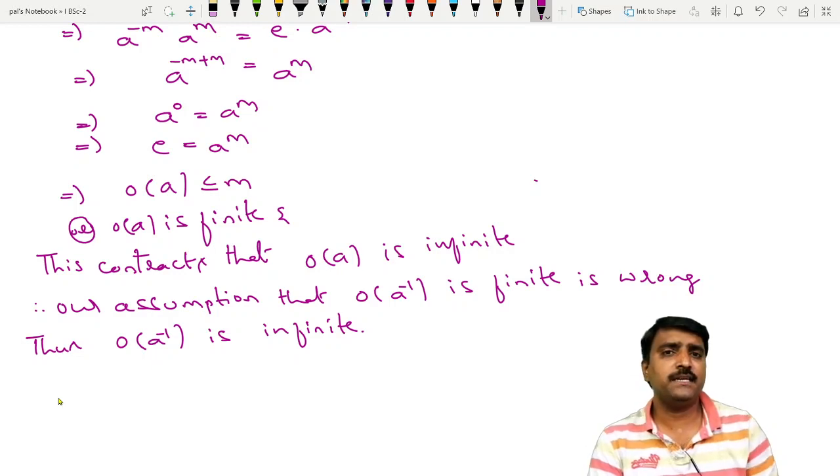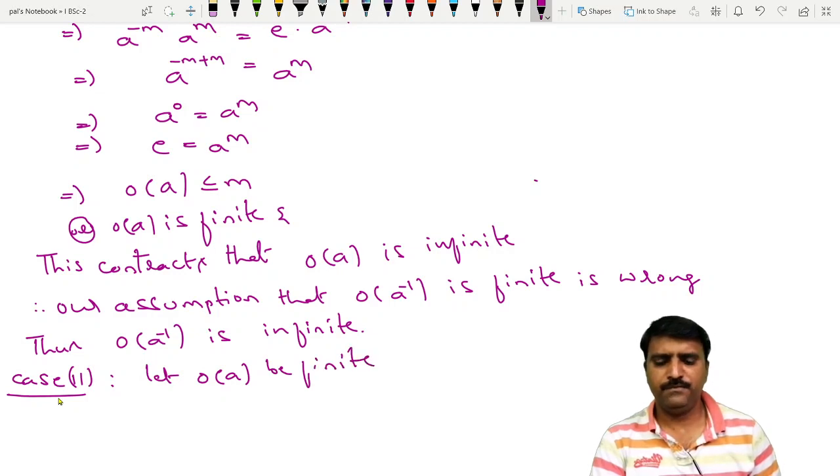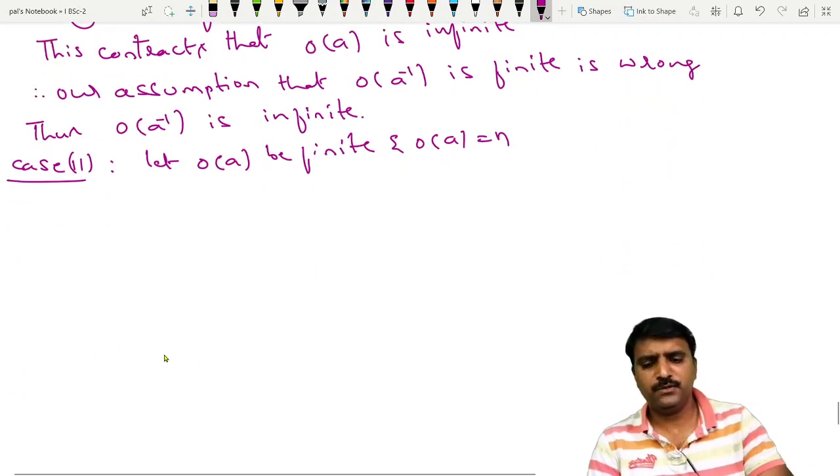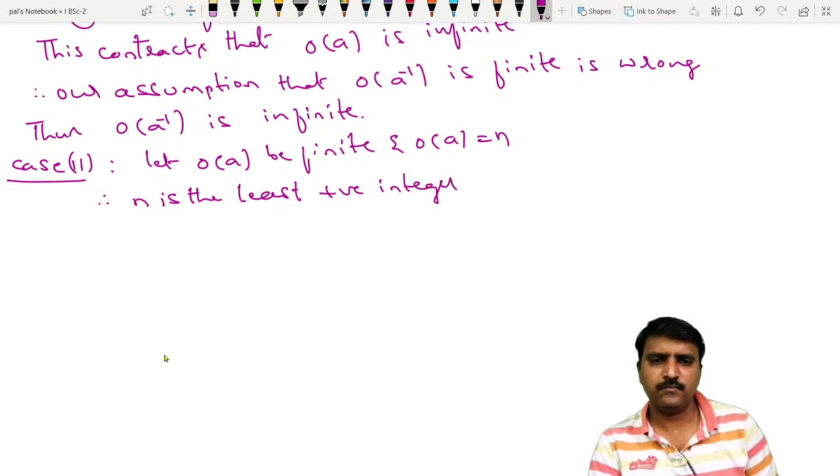Second case: let us assume that order of A is finite. So that is case 2. Consider case 2. Let order of A be finite, so it is a finite number. Take any finite number as its order, say some n, or write directly order of A is equal to n. That means n is the least positive integer such that a to the power of n is equal to e.